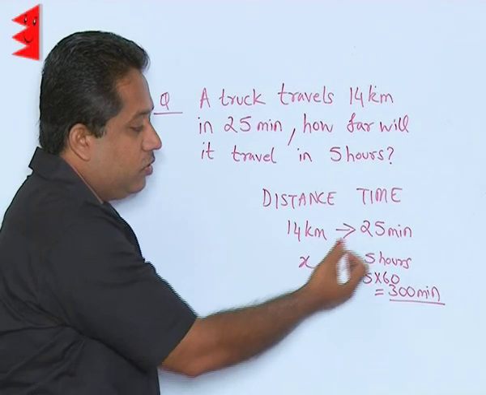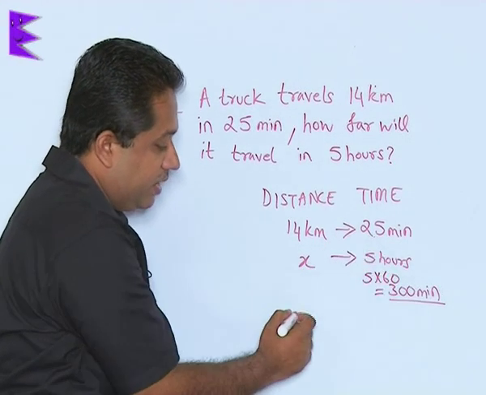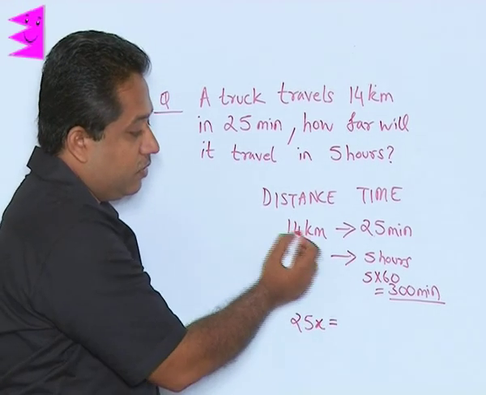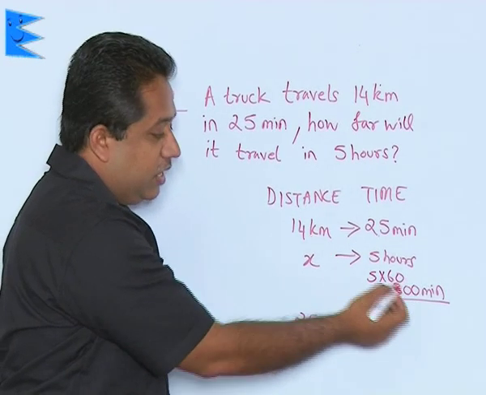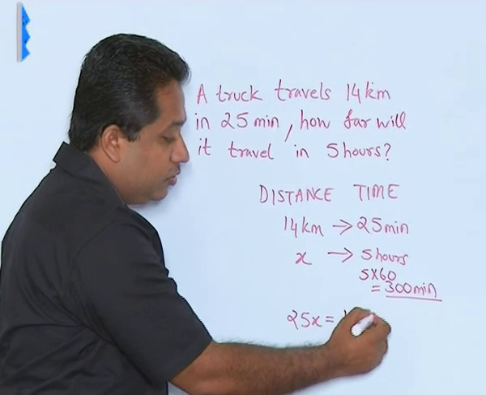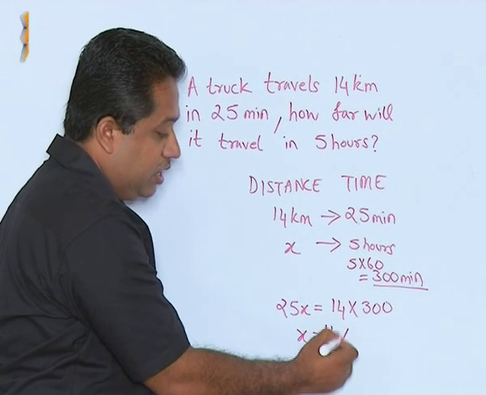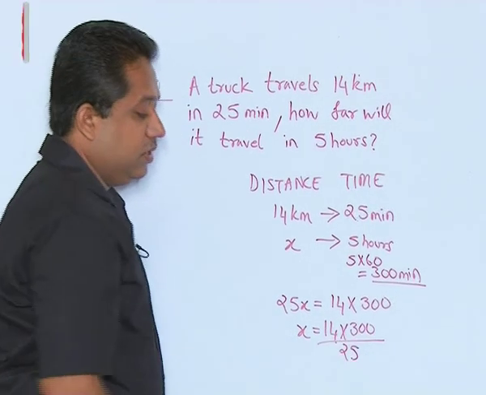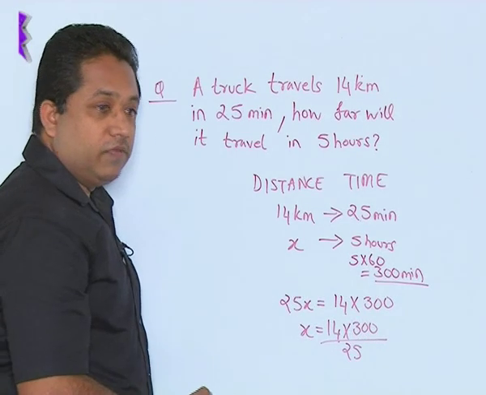Now, we are going to do the cross multiplication method. So, x will be multiplied with 25, we get 25x is equal to, we will cross multiply 14 with 300, 14 into 300. So, the value of x will be 14 into 300 divided by 25. Now, if there is something which can be cancelled from the numerator and denominator, we should do this.